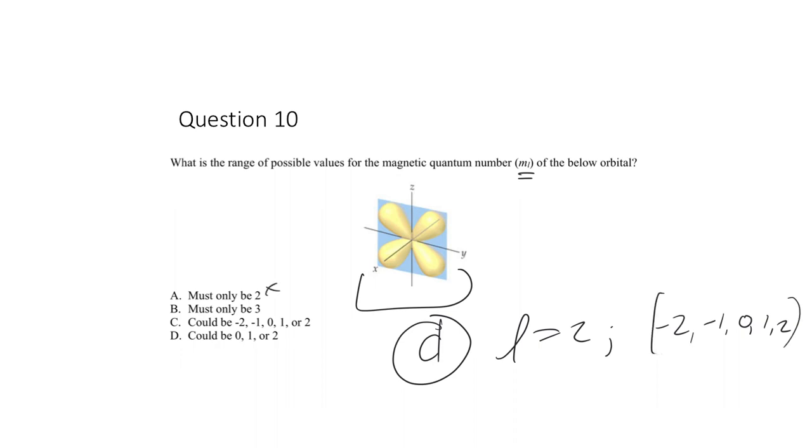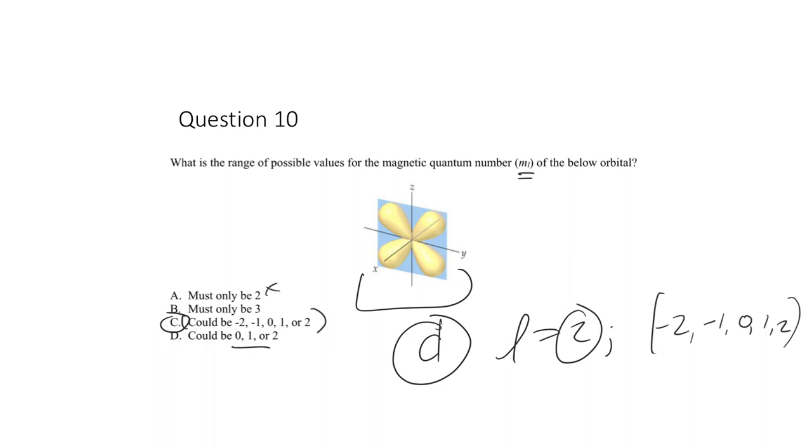It's one of these values here. It's minus 2, minus 1, 0, 1, or 2. Just one of those numbers. So it could be this range here. So C is the best answer. And its L value can't be 0, 1, or 2. The L value is specifically 2.